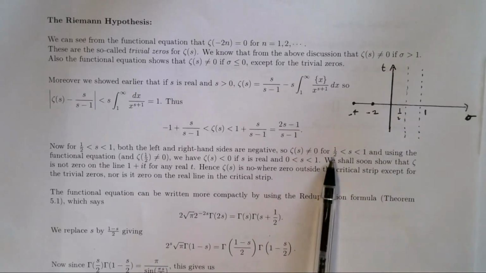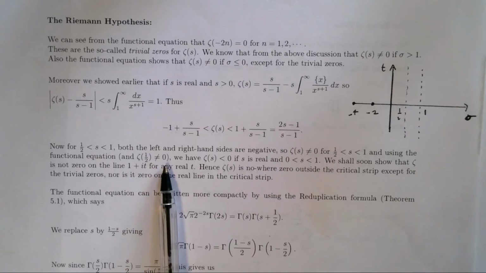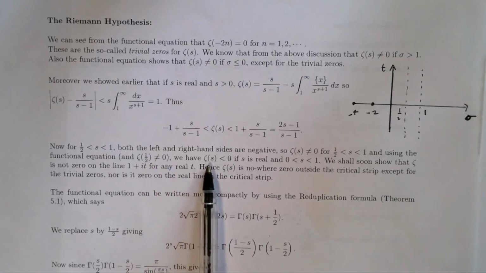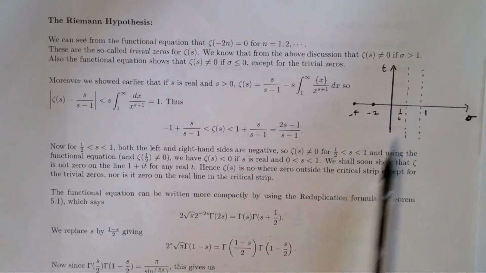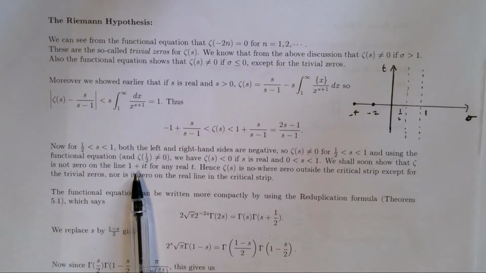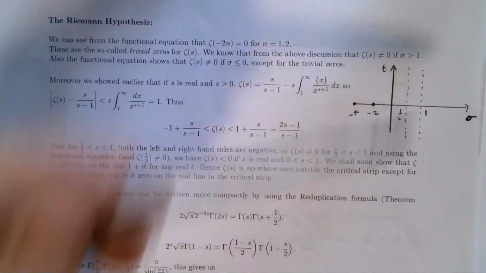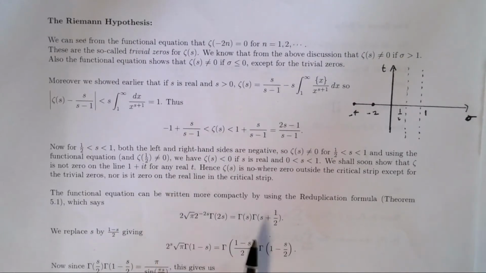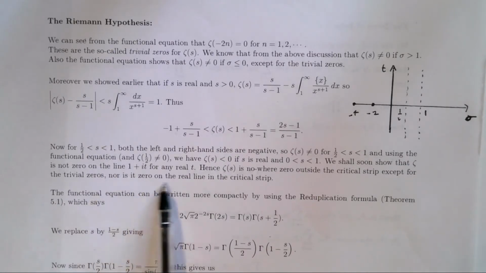and then using the functional equation plus the fact that zeta of 1/2 is not 0, which I'll get to in a second, then we're going to have zeta of s is negative if s is real in between 0 and 1. We'll soon show that zeta is not 0 on the line 1 plus it either. That is, on this line here, zeta is not 0 either. So hence zeta is nowhere 0 outside of what we're going to call the critical strip, except for the trivial zeros. And nor is it 0 on the real line in the critical strip.